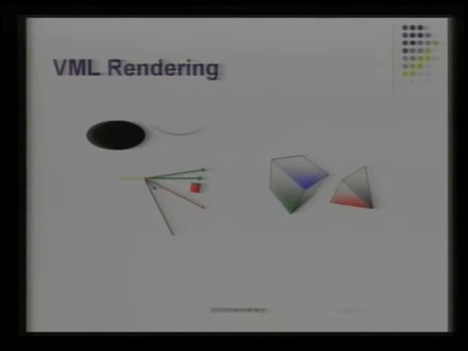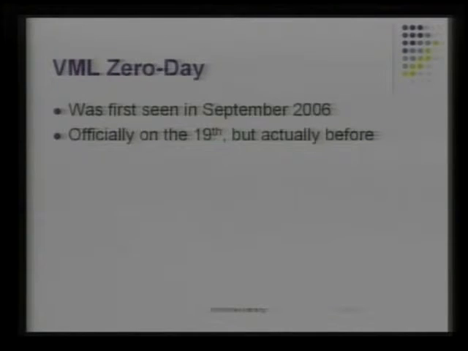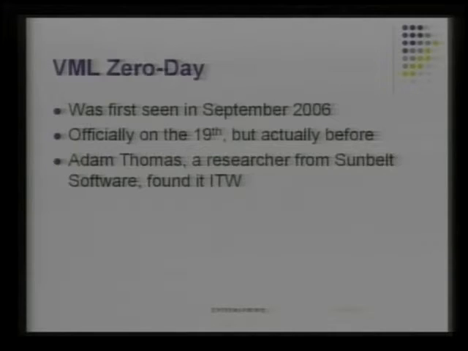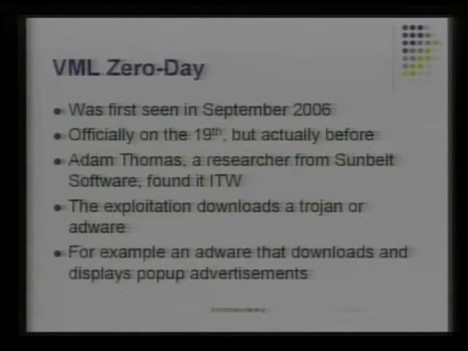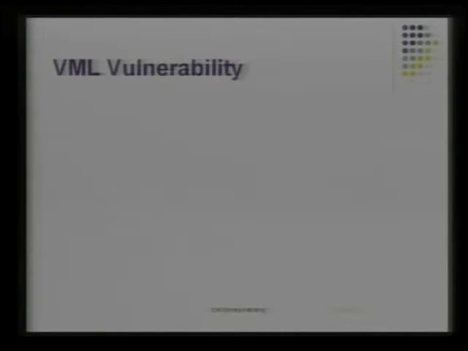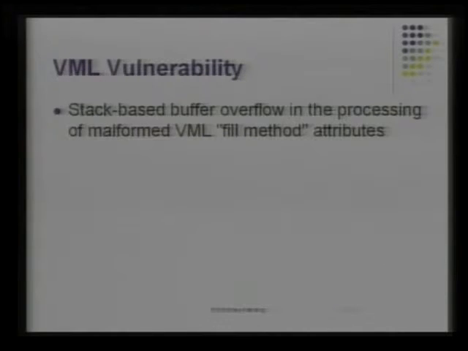Anyways, this is some of the things you can draw with VML, and you have 3D stuff even, and gradient shading, and crazy things. It's really nice. But one day, in September 2006, someone found, okay, Adam Thomas, a researcher from Sunbelt, found this 0-day. The exploitation actually downloads a Trojan and runs some code, shows pop-ups and adware and things we don't like, and this is the good case. The worst case is stealing your login credentials for your bank and stealing your money, stuff like that.